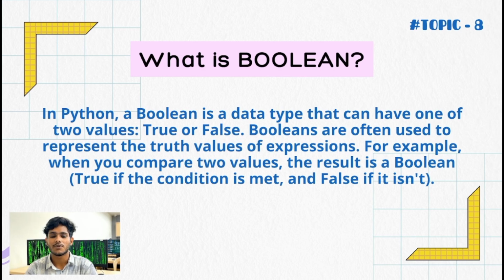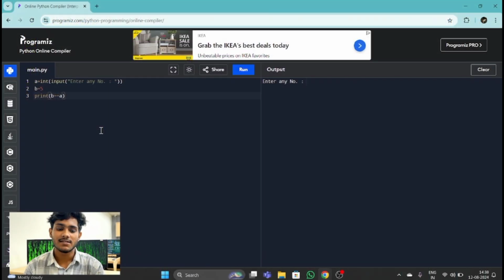So first of all, what is Boolean? In Python, a Boolean is a data type that can have one of two values, true or false. Booleans are often used to represent the truth values of expressions. For example, when you compare two values, the result is a Boolean: true if the condition is met and false if it isn't. Let's see this in code.